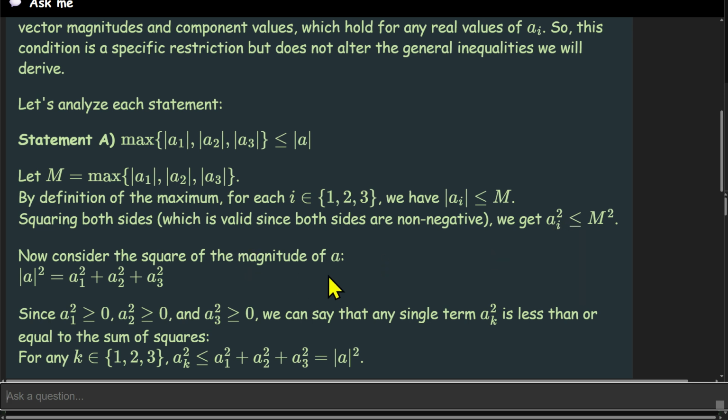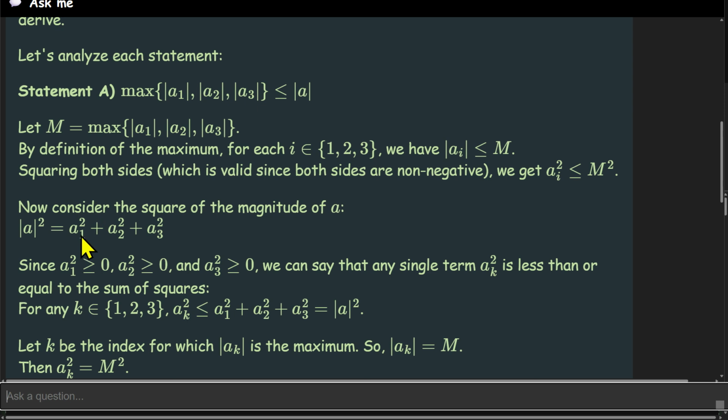Now consider the square of the magnitude of a. So mod of a square equal to a1 square plus a2 square plus a3 square. Since a1 square greater or equal to 0, a2 square greater or equal to 0, a3 square greater or equal to 0, क्योंकि ये square है ना, this is always greater or equal to 0. So we can say that any single term ak square is less than or equal to the sum of the squares. So k belongs to 1 to 3, तो ak square लेस और इक्वल टू a1 square plus a2 square plus a3 square, that is equal to mod of a square.